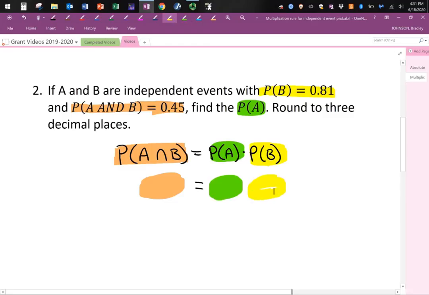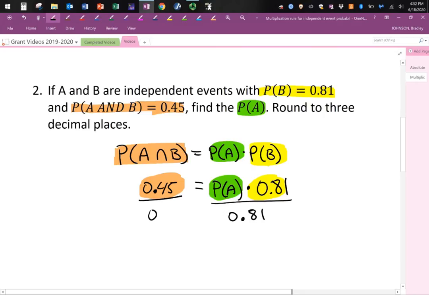So let me highlight just to follow the colors around. So 0.45 will go here. Probability of A is unknown, but this is multiplied by the probability of B, which is 0.81. Now, in order to find the probability of A, we need to divide both sides by 0.81. And whatever you do to one side, you have to do to the other side. But the reason we do this is because 0.81 divided by 0.81 would cancel out and give you 1. So these cancel out, and on the right-hand side, you're left with the probability of A.